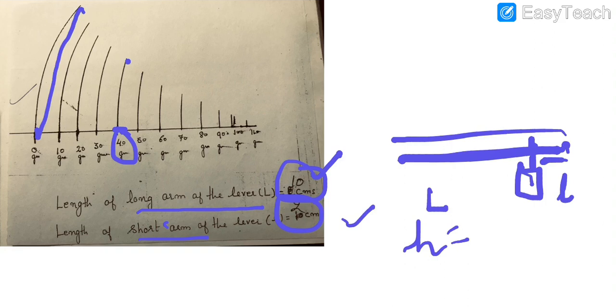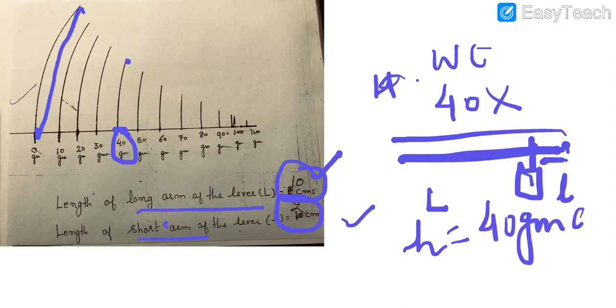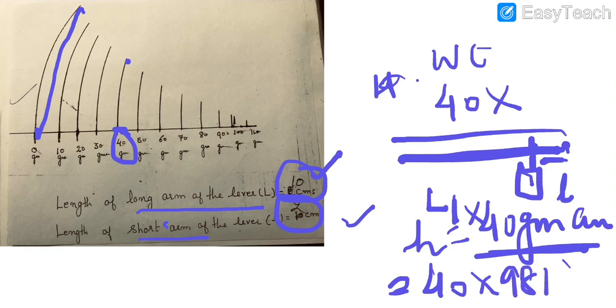Or if we are not adding the effect of gravity, because if we are taking it in centimeters, then the force will be the weight in gram, like 40 gram, and this height, the small h, will be calculated in centimeter. So it will come out to be 40 gram centimeter. Say if that small h comes out to be 1, then 40 gram centimeter. If you want to convert it into ergs, then multiply it by 981, that will be the ergs.